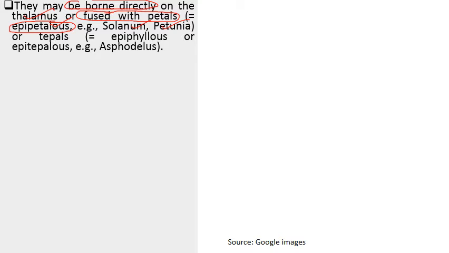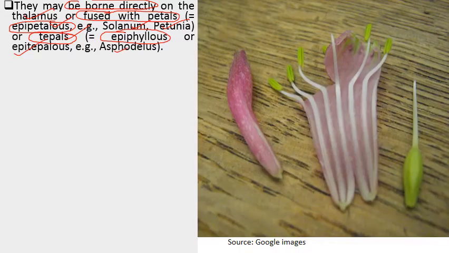If the stamens are fused with tepals, we use this term when we are not able to distinguish between petals and sepals. Then we use the term perianth and its subunit is tepal. If stamens are fused with tepals, then we use the term epitepalous condition, for example, in the case of Asphodelus. So this is the flower in which the stamens are fused with the petal, and this condition is known as epipetalous condition.